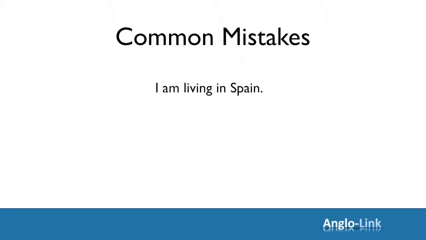Let's start with this sentence. Someone says, I'm living in Spain. And what they want to say is that this is their permanent place of residence. So, is this sentence correct? No. To show that it's a fact, that it's their permanent place of residence, they should use the present simple. I live in Spain. I'm living in Spain means it's just for a few weeks or a few months. I'll be moving somewhere else soon.